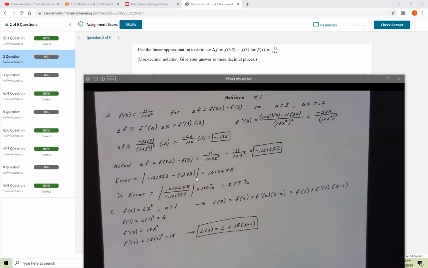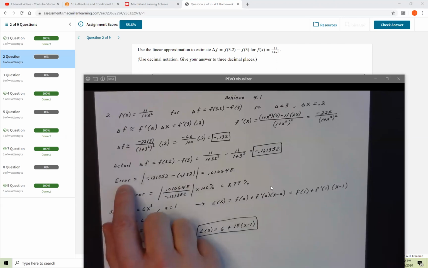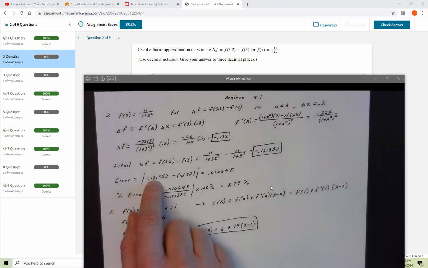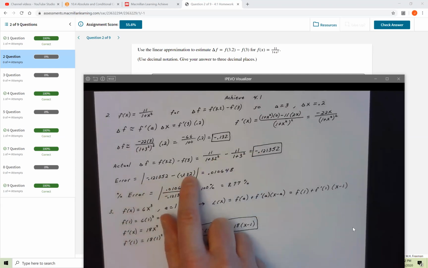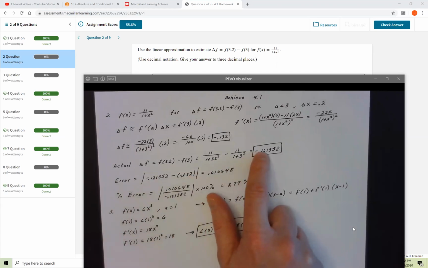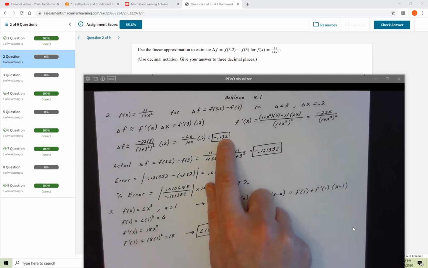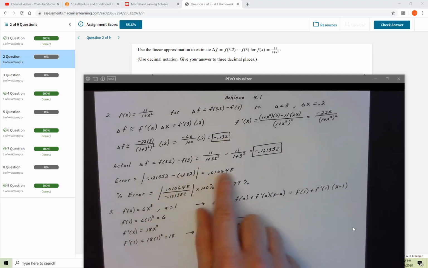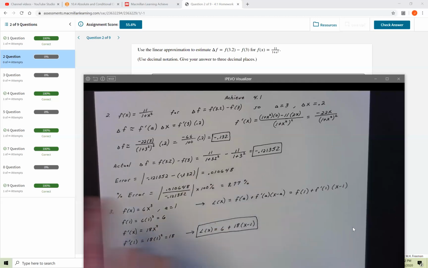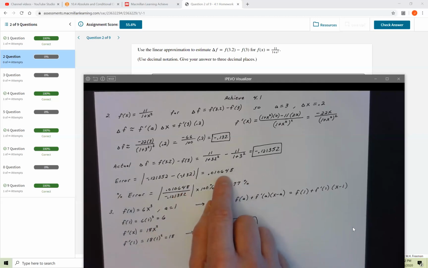So you'll see here where I did that, I said, well, the error every single time is nothing more than the absolute value of the difference between the true value and your approximated value. So that's going to be negative 0.121352 minus a negative 0.132. And when I did that on the calculator, to 6 decimal places, I had 0.010648.